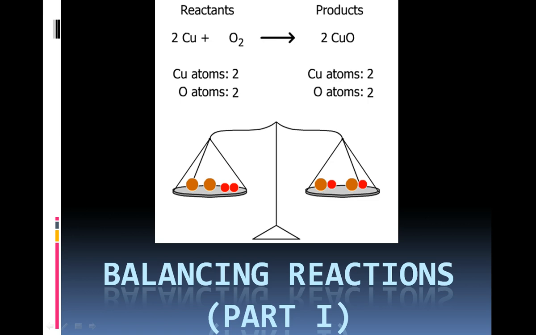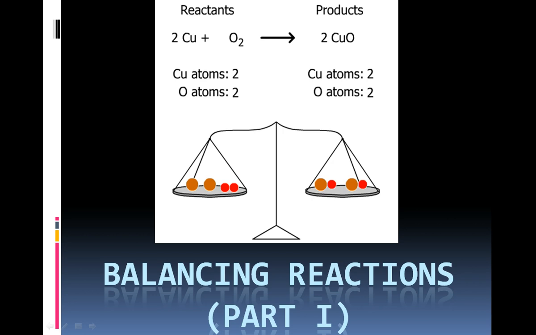If you notice in the picture up above, we have a balanced reaction of copper and oxygen combining to form copper 2 oxide. If you notice on both sides of the arrow, we've got 2 copper atoms, 2 oxygen atoms. And that's what a balanced reaction is, the equal number of atoms on both sides of the arrow. That's really what we're trying to do.